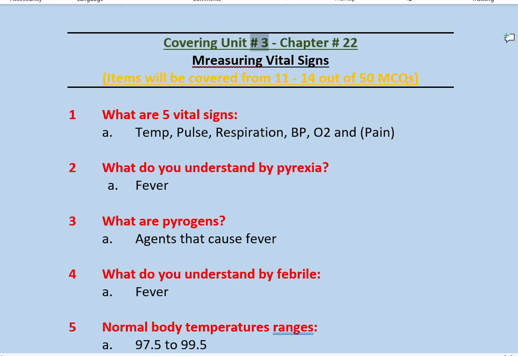Covering Unit Number 3, Chapter Number 22, Measuring Vital Signs. Items will be covered from 11 to 14 out of 50 MCQs.